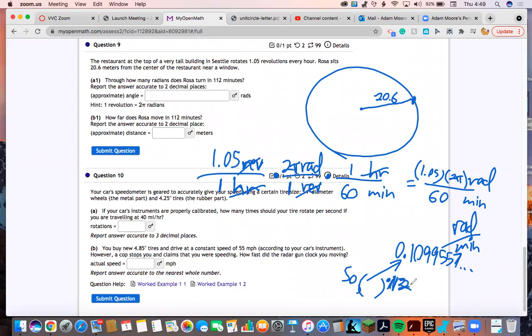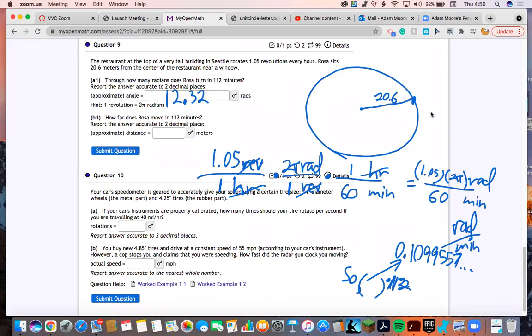Times 112, we're looking at 12.315, and then there's more, of course, but 12.32 radians, pretty accurate there. Then they're saying, how far does she go in 112 minutes? Before, they asked how many radians she goes. Now they're asking how far, meaning they want to know how many meters.